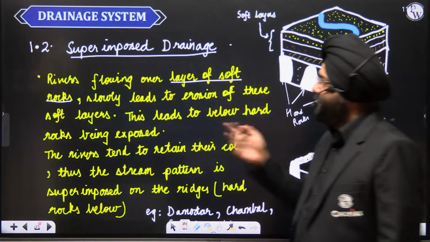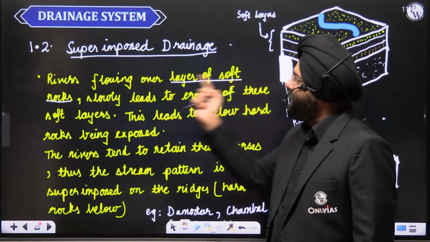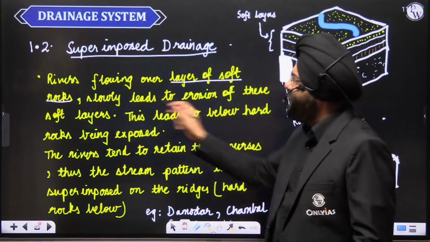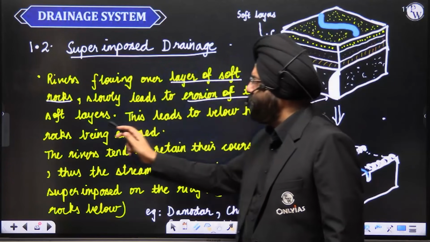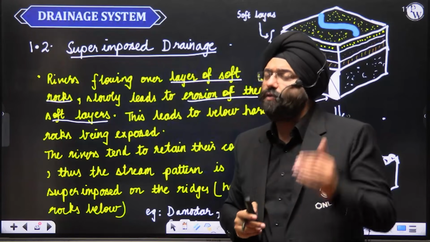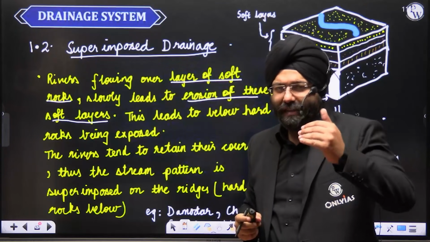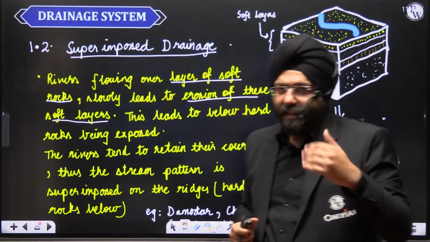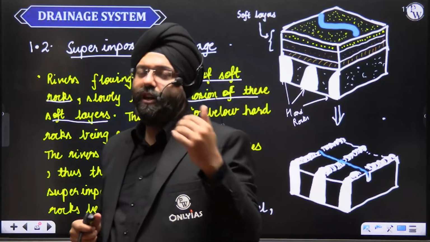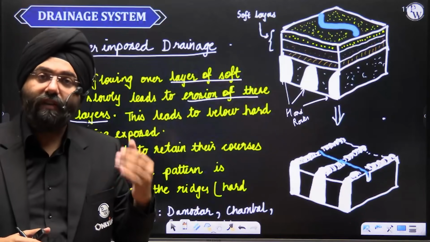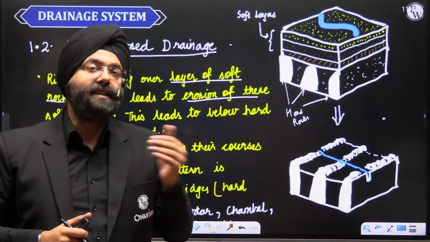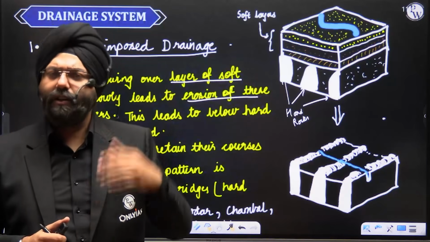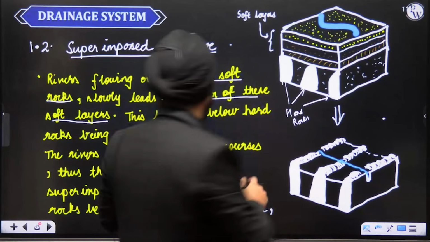Clear? Now the river is flowing over the layer of soft rocks. If the river is flowing over the layer of soft rocks, slowly those layers will be eroded, because rivers have a tendency to erode, and if the rocks are soft, it is easier to erode them. A lesser amount of energy is required by the rivers. So the erosion will be at a rapid pace, and quickly the erosion will take place.